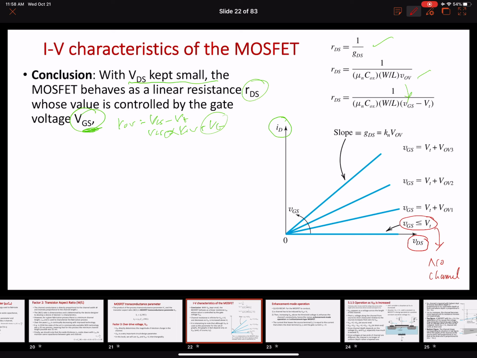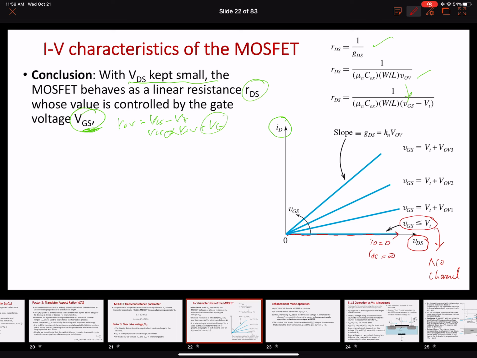So we have to initially induce a channel. This is what we have been saying so far. Okay, so when VGS is less than the VT, no channel will be induced and no current will flow. Our drain current over here will remain 0 and our resistance RDS will remain infinite.